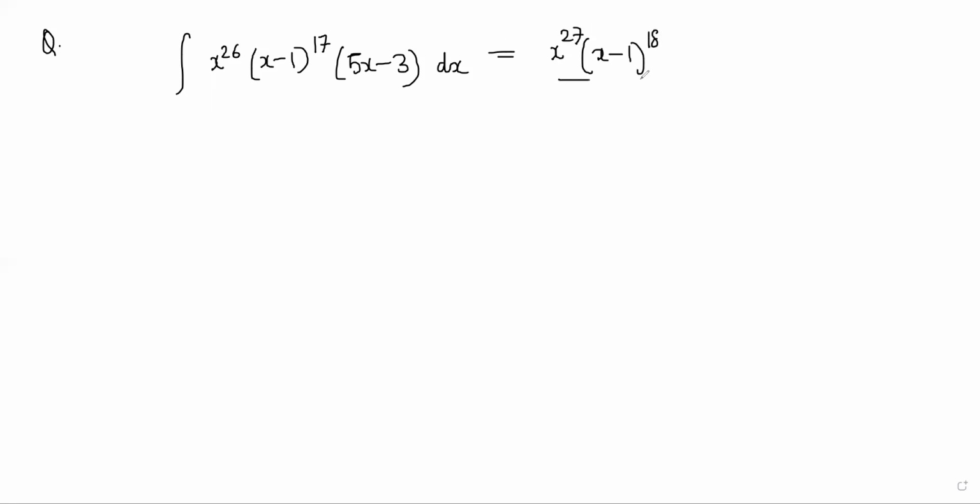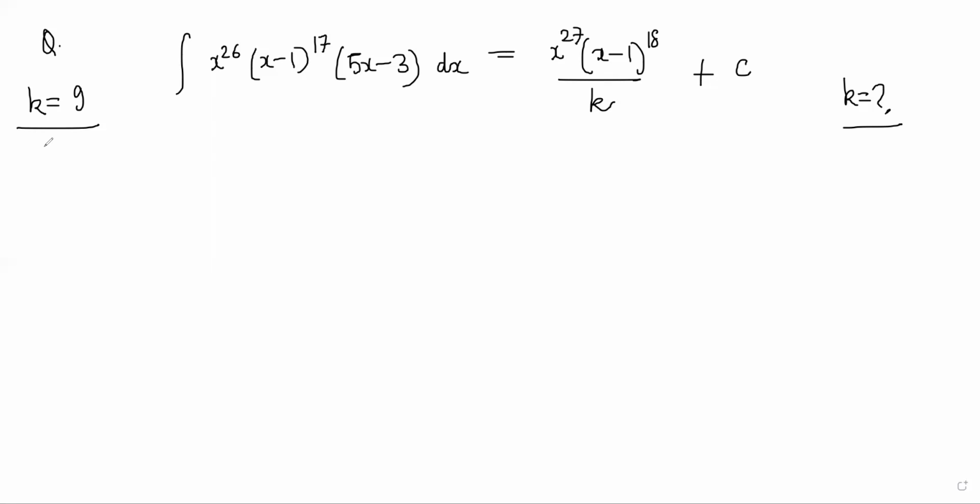You got the answer. It was like this: integral of x power 26, x minus 1 power 17, 5x minus 3 dx is equal to x power 27, x minus 1 power 18 by k plus c. You have to find k. 9. 9, yeah, 9 is correct. You differentiated again. Okay, that's fine. In this question, I think differentiation is much faster than any other option.